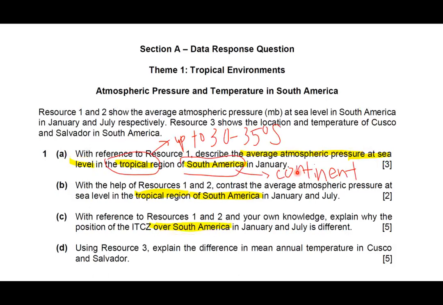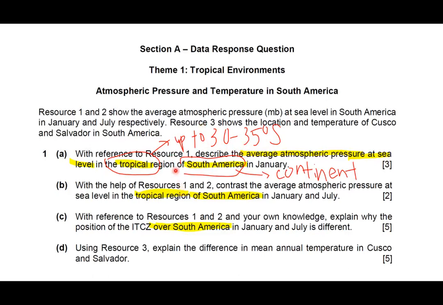Another key term that you need to know: in question 1A and B, we are looking at the tropical region of South America. If you recall, the tropics is the area between 30 to 35 degrees north and south. So in this question, you're not supposed to look at the entire South American continent, but only the tropical region. You should only be looking at South America up to 30 to 35 degrees south.